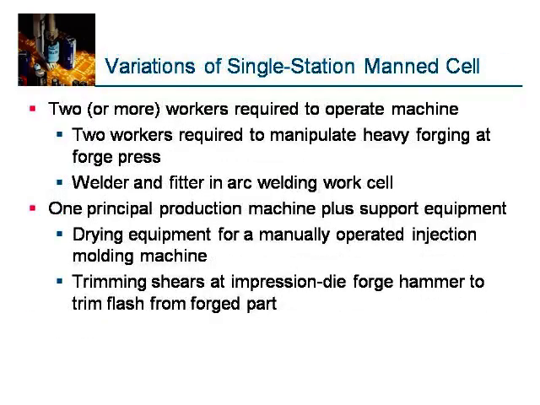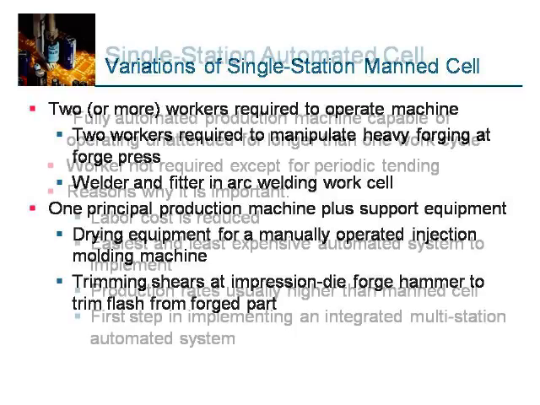Variations of single station manned cell. Two workers required to operate the machines, for example two workers required to manipulate heavy forging at a forging press, or welder and fitter in arc welding workshop. They are all examples. One principal production machine plus supporting equipment comes under this category only. Drying equipment for a manually operated injection molding machine is an example. Trimming shears at an impression die forge hammer to trim flash from forged part is another example.